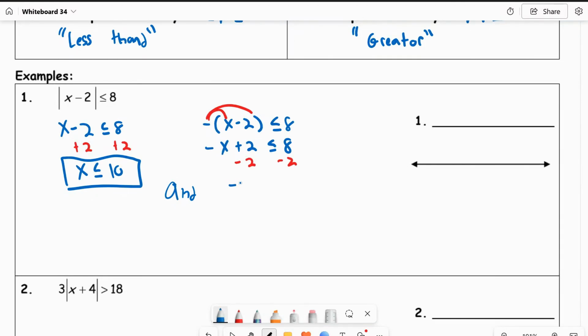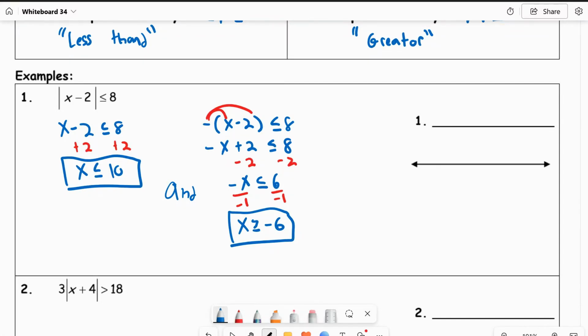That's going to give me negative x is less than or equal to 6. Now divide by negative 1. And I'm going to get x is greater than or equal to negative 6. That looks a little bit better. That way they're not the same.